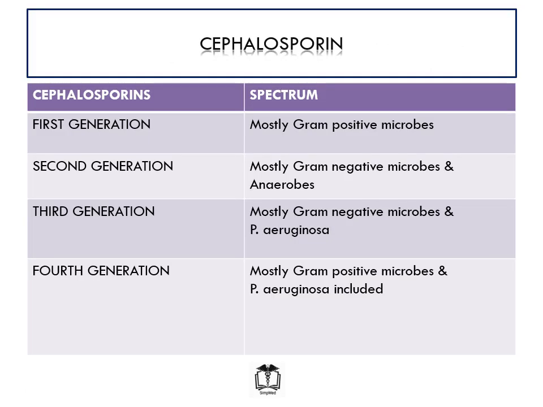Let's talk about the spectrum of activities for cephalosporin. Remember, we have up to 4 generations or even 5 generations of cephalosporin. Each of them have different spectrum of activity. First generation cephalosporins are notorious for being effective against mostly gram-positive microbes. Second generation tends to differ because second generation is mostly effective against gram-negative microbes alongside anaerobes.